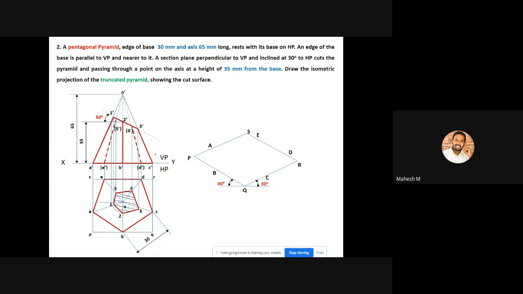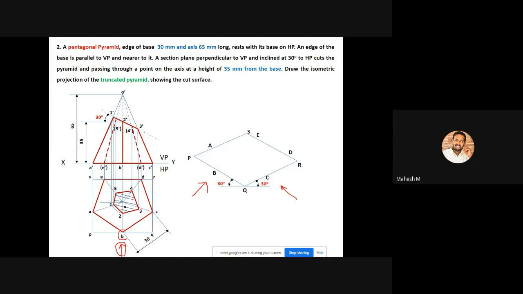Okay, so in our previous problem, we have created the front view on this direction, but here we have created the front view on this direction. So நான் எப்படி சொல்றேன்னு உங்களுக்கு புரியுதா? So look at this. This is what our front view. Okay, so in this top view, this is our front view.